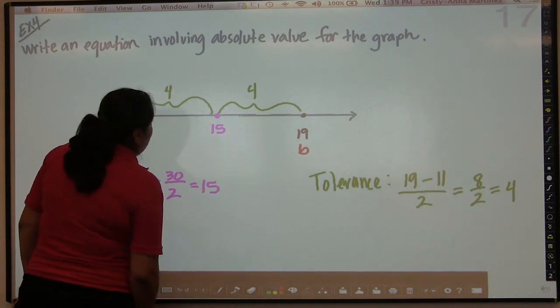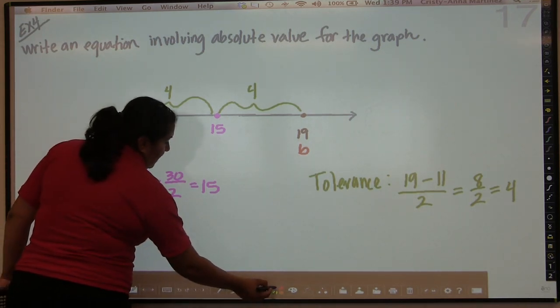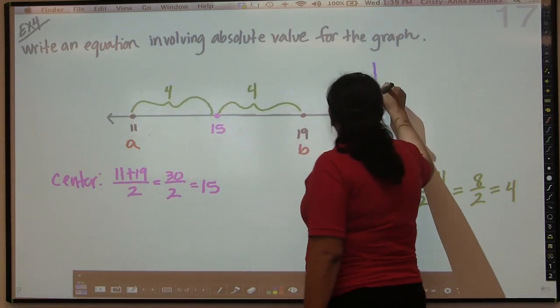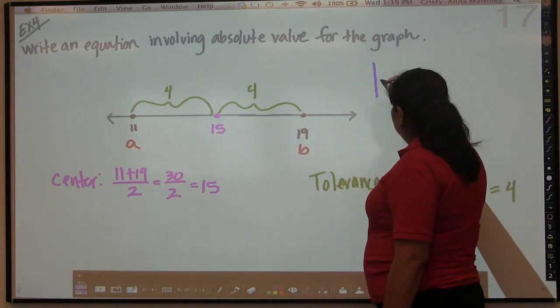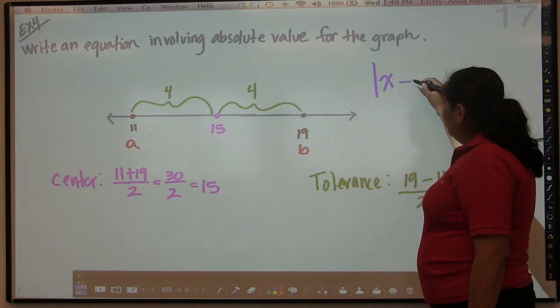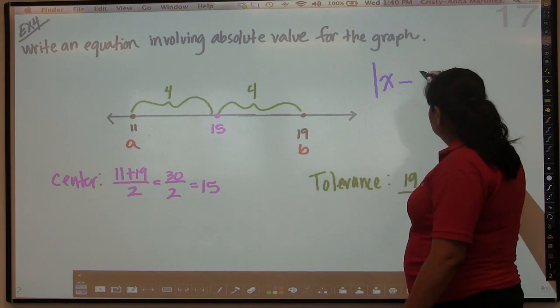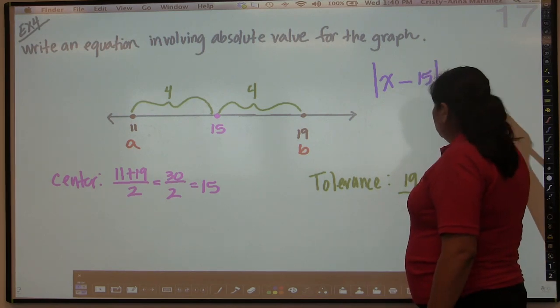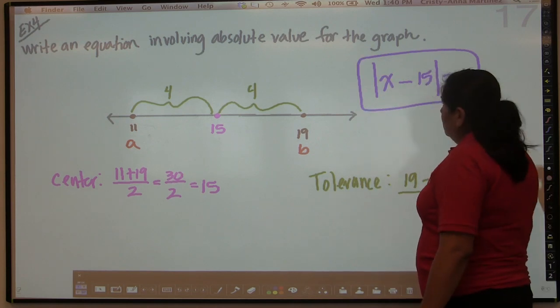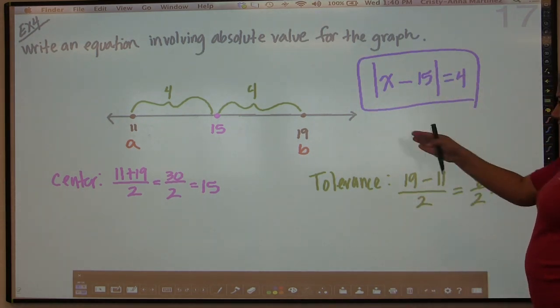So now we get to the part where they actually want us to write the equation out. And so we use a variable. We can use the variable x if it doesn't indicate that we have to use a specific variable. I'm just going to use x. Subtract the center, and the center is 15. And it's equal to the tolerance, which is 4. And so this would be my absolute value equation that represents this graph.